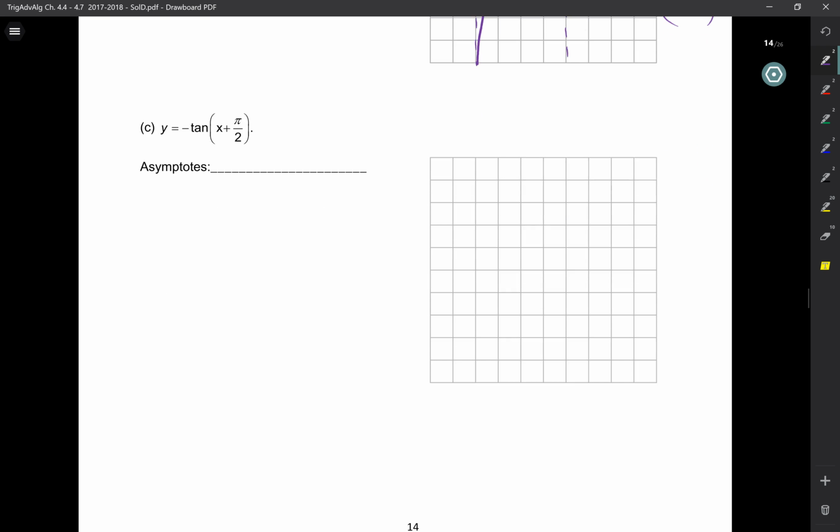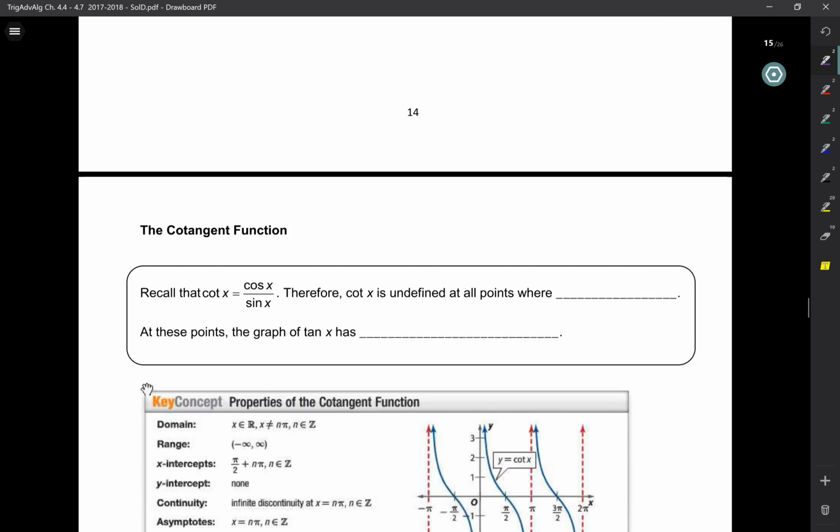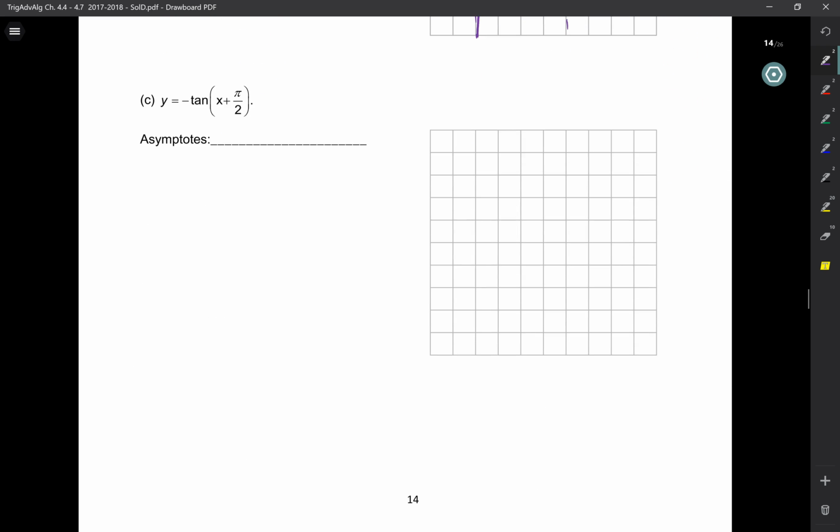Okay, now this is more interesting. It's a negative, and it's x plus pi over 2. So we're going to go from negative pi over 2 to pi over 2. And inside, we're going to put x plus pi over 2. So what do I do now? Subtract pi over 2.